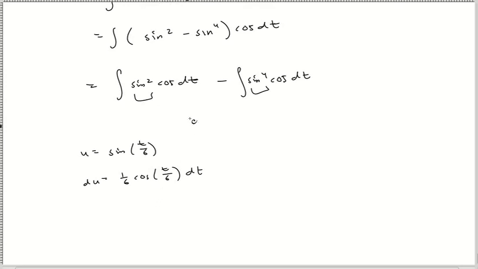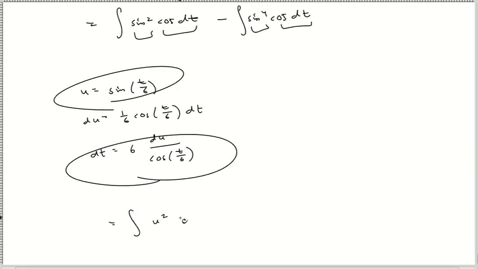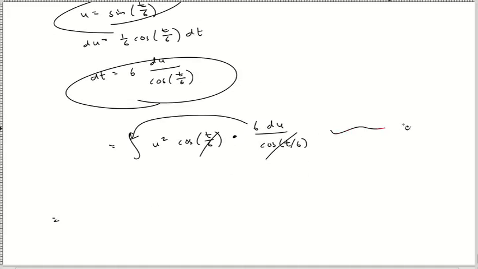I chose this in particular because this makes sense here. And so just to make sure we're doing this right, I technically divide it to the other side. I get 6 times du over cosine of t over 6. So I'm going to use that and this when I plug it in here. So I've got my u squared, my cosine of t over 6, then times 6 du over cosine of t over 6. And these guys cancel. But notice the 6 is being multiplied now. And so, same stuff: it's 6 times the integral of u squared du minus, again, 6 times the integral of u to the 4th du.